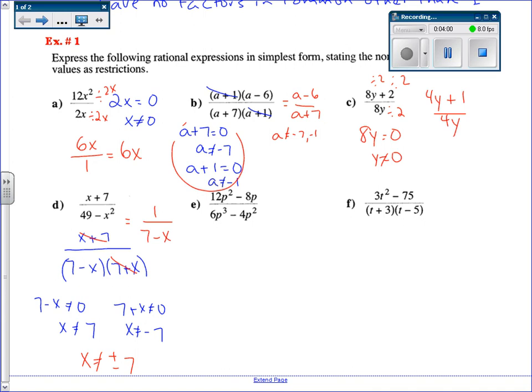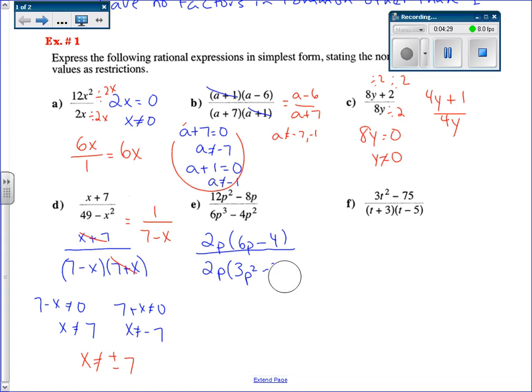Okay, E is looking a little bit annoying. So what we want to do is factor out as many of the p's as possible first. So we can factor out a 2 out of everything and at least 1 p. So 2p, this becomes 6p minus 4 divided by 2p times 3p squared minus 2p. Oh, actually on the bottom, let's take out a p squared. We can take out a p squared. So 2p squared, and then we get 3p minus 2, like that.